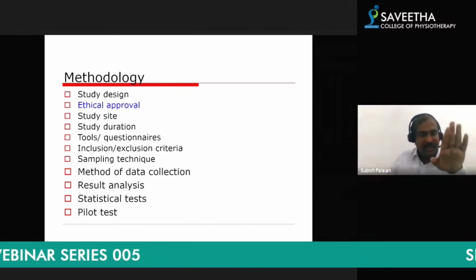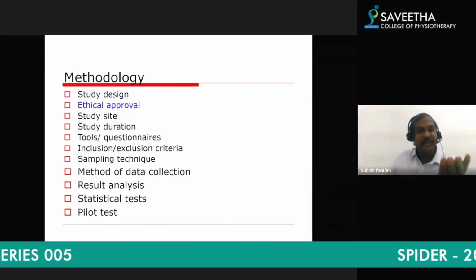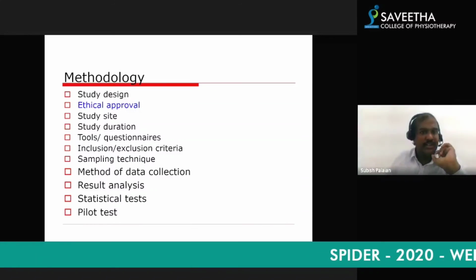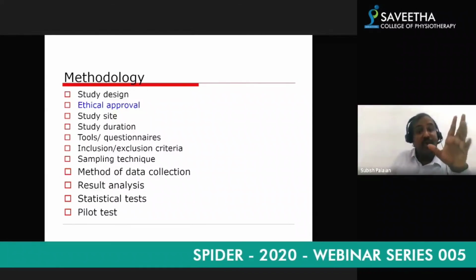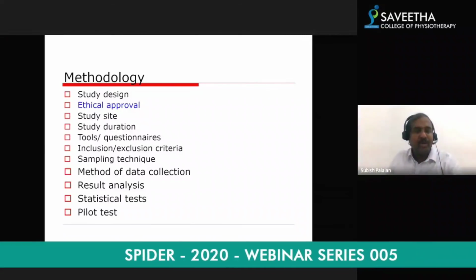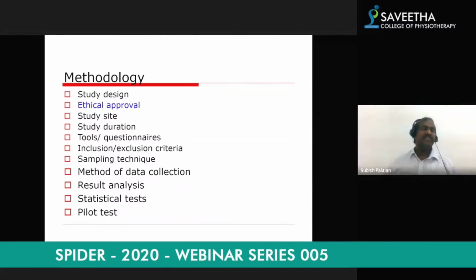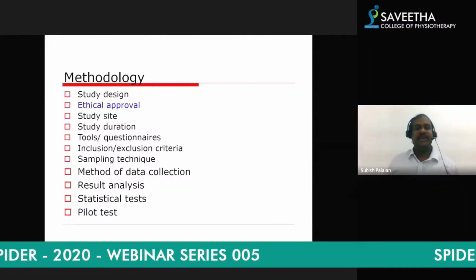So these are all the important steps that should be included in the methodology section of your manuscript. But of course, some journals might want something more than that, and some journals may not want some of the sections. But by and large, this is how the methodology section should be made.